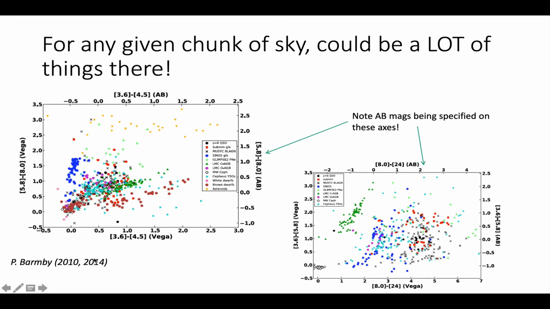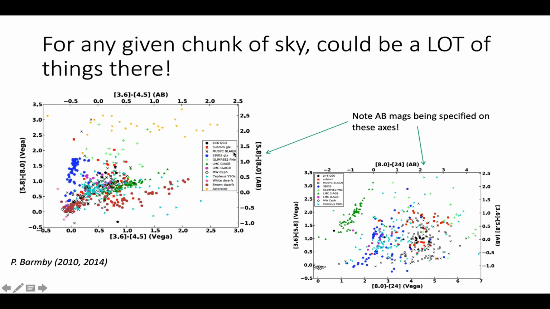So these are plots from a friend of mine where she's just showing the diversity of stuff that you could find. So look at her axes. She's got 5.8 minus 8 in Vega magnitudes and 3.6 minus 4.5 in Vega magnitudes. But because she's an extragalactic astronomer, she's provided alternate axes, 5.8 minus 8 in the AB system, 3.6 minus 4.5 in the AB system. Now, you can barely read this, but look at the diversity of stuff she's got listed.